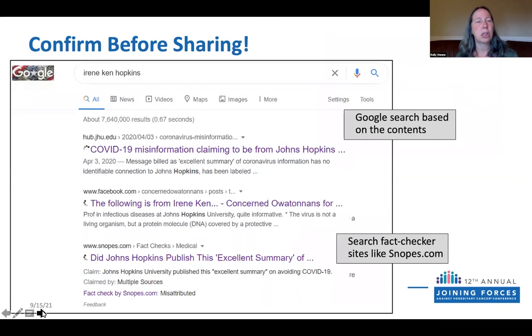And when we go on to look, if you did a search of Irene Ken and Hopkins, this is what comes up on a Google search. COVID-19 misinformation claiming to be from Johns Hopkins, put out by the Johns Hopkins site itself. So they're saying this isn't from us. And similarly on Snopes, or if you look directly on Snopes, did Johns Hopkins publish this excellent summary, the fact check by Snopes is that it's misattributed if you followed this out. So there's a number of different ways to look at confirming this information. Absolutely try to confirm information before sharing it.